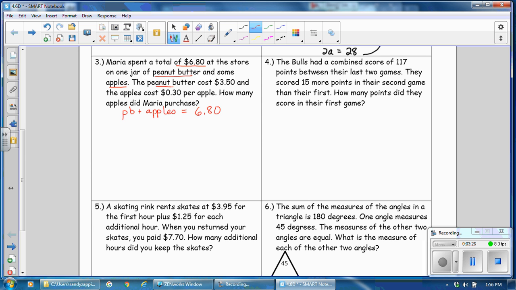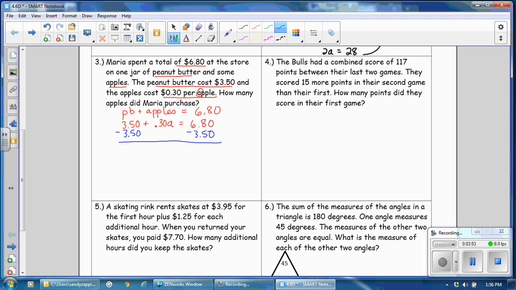The peanut butter cost $3.50. The apples cost 30 cents per apple, but we don't know how many apples she purchased. Let's use A for apple, and we write 30 cents per apple as 0.30A. And then we have our equation to solve. Take away the cost of the peanut butter.